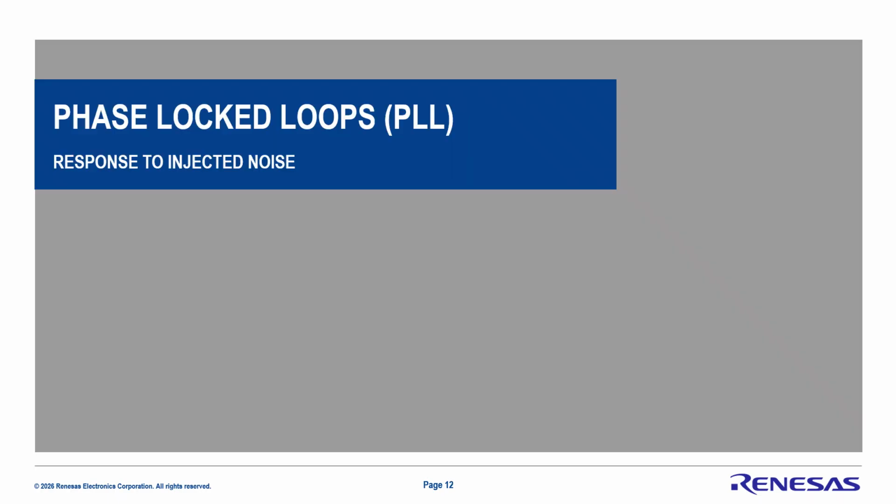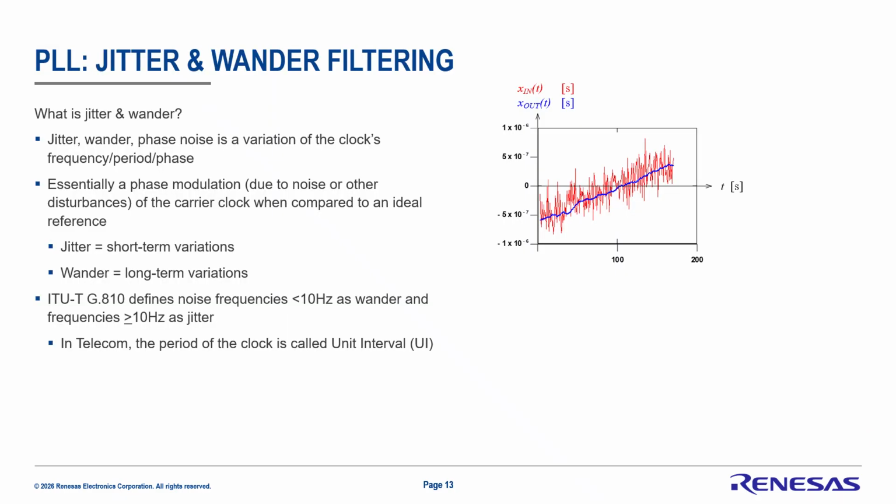Now that we looked at some of the core components and also some of the static behavior of the clock, let's now look at what happens when there is injected noise on a phase lock loop. Before we start talking about the PLL's response to injected noise, let's do a bit of a refresher on what is jitter and wander. So jitter is high frequency noise, generally defined as greater than or equal to 10 Hertz, whereas wander is low frequency noise, generally below 10 Hertz.